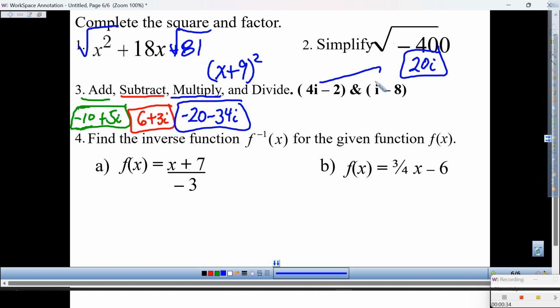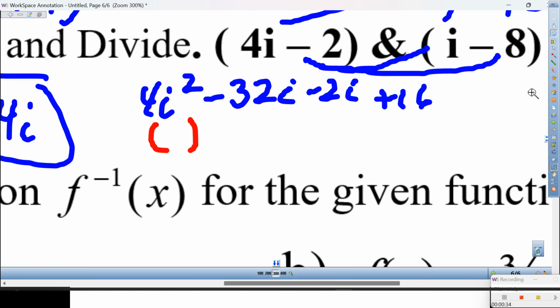Let's double check. 4 times i is 4i squared. 4 times -8 is -32i. -2 times i, -2i. And -2 times -8, that's +16. Next, remind your neighbor what to substitute for i squared. Everyone, what do we substitute for i squared? Yeah, -1. Let me zoom in here. We substitute -1.